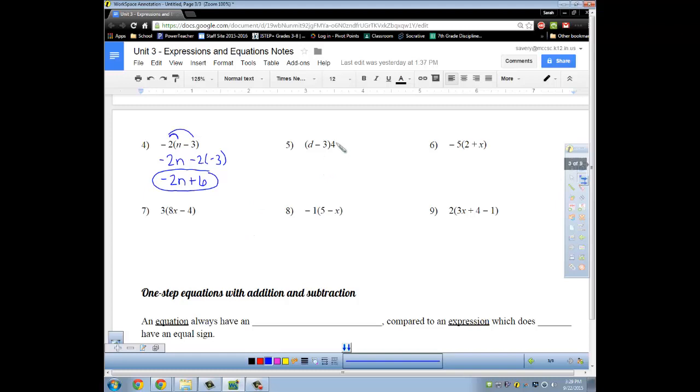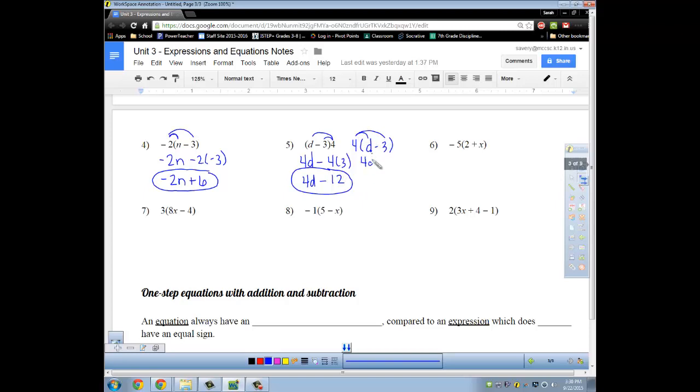Number 5, my constant that I'm multiplying by, the number on the outside, is on the other side of the problem. That's okay. If you want to rewrite it like this, that's fine. So whatever you prefer. So if we do this, we can still go, 4 times d is 4d, minus 4 times 3. So you get 4d minus 4 times 3, which is 12. Done.